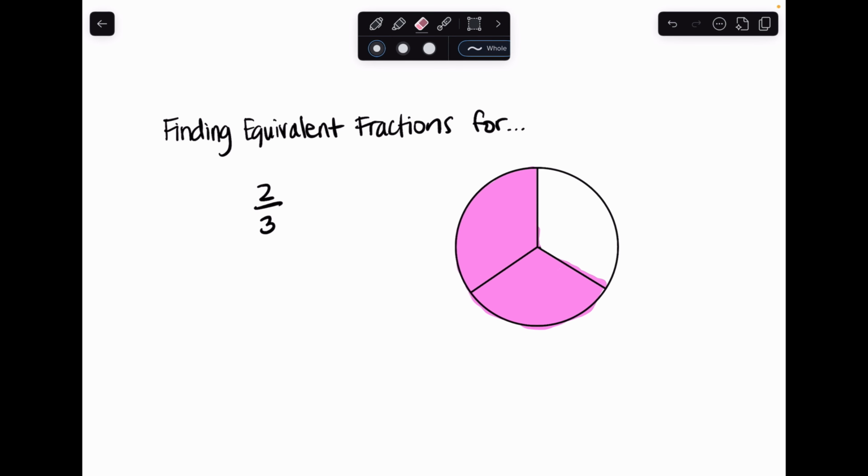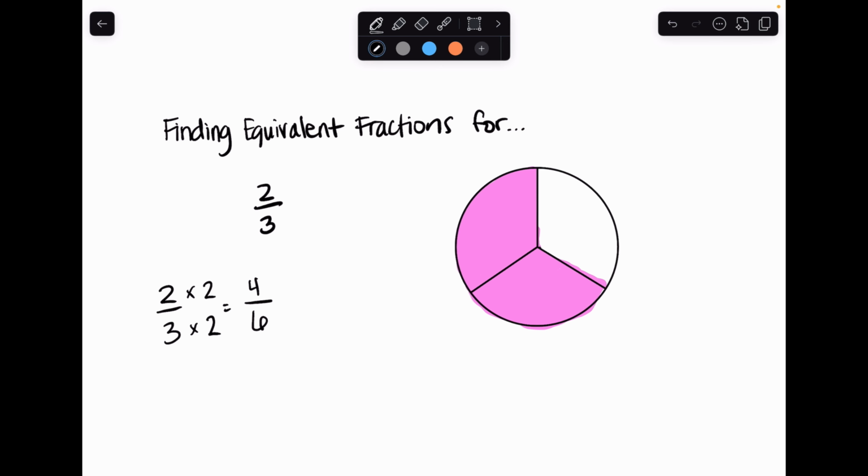So if I have 2/3, I can multiply 2 and 3 by any number I like, and it will make an equivalent fraction. So let's just stick with 2. If I multiply 2 times 2, it'll equal 4, and 3 times 2 will equal 6.